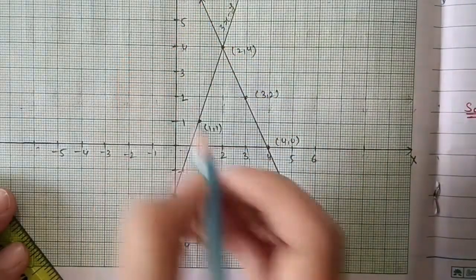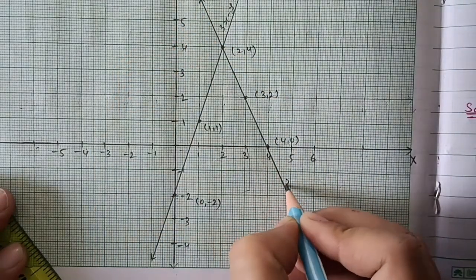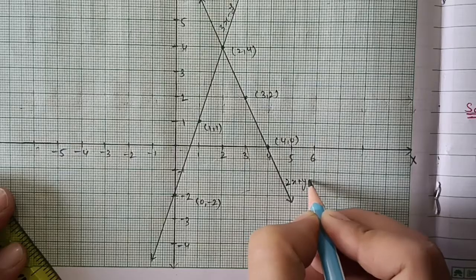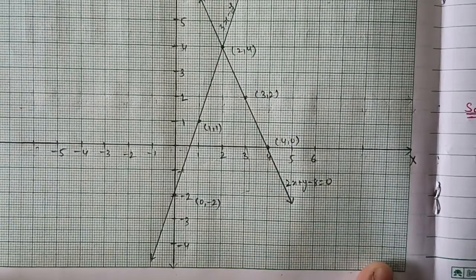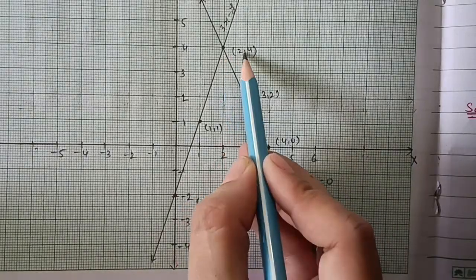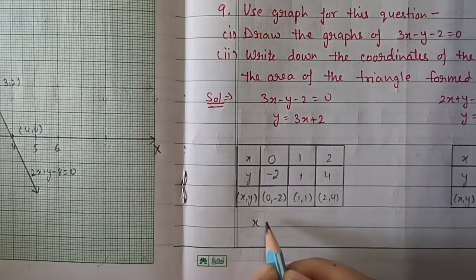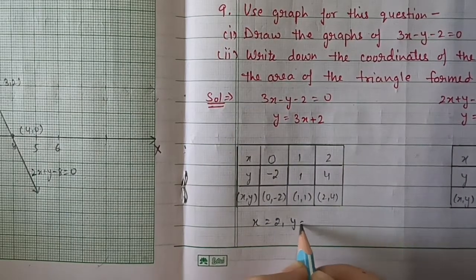So this is for the next equation, 2x plus y minus 8 equal to 0. So we have here point of intersection is 2 comma 4. So value of x and y we are getting here, x is 2 and y is 4.